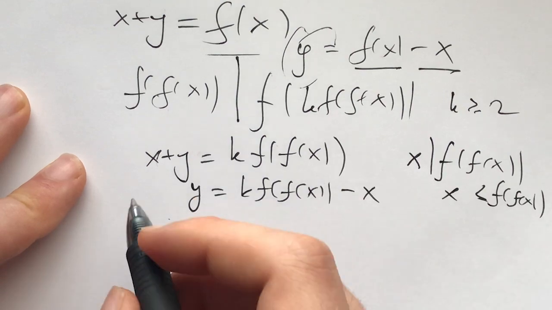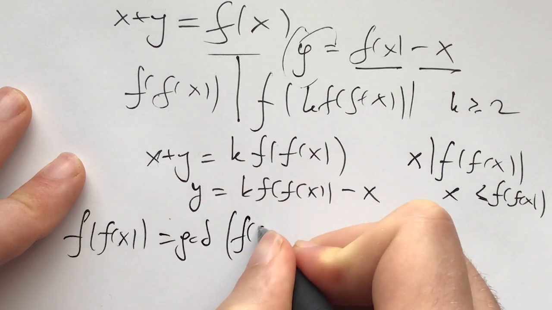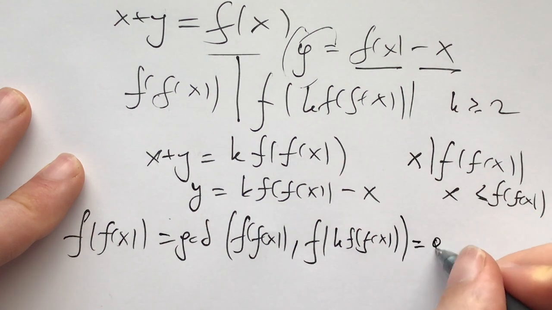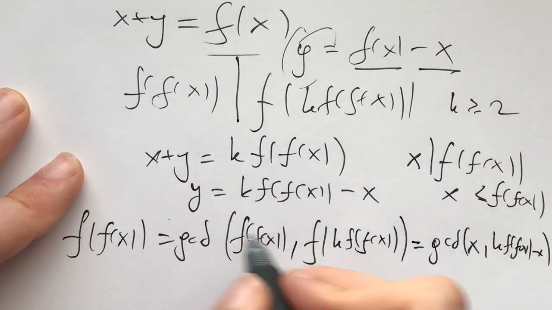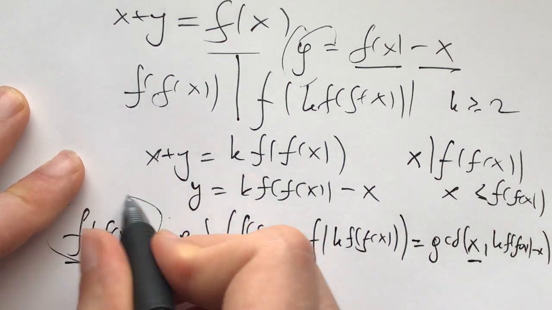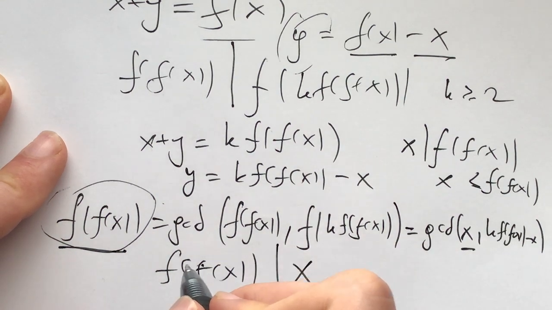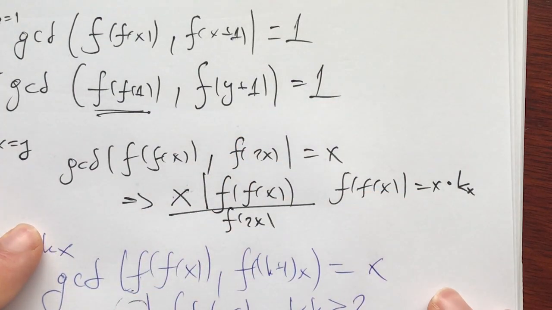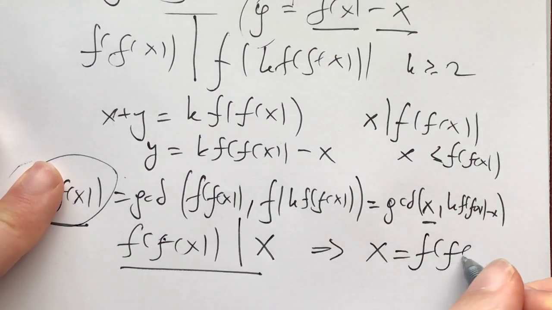Either way, I'll just plug in this, and what we'll get is that f of x is equal to the GCD of f of x and f of k f of x, and this is equal to the GCD of x and k f of x minus x. Now from here, because this is equal to the GCD of x and something, this divides x, so f of x divides x. And from the fact that x divides f of x, we get that x is equal to f of x.